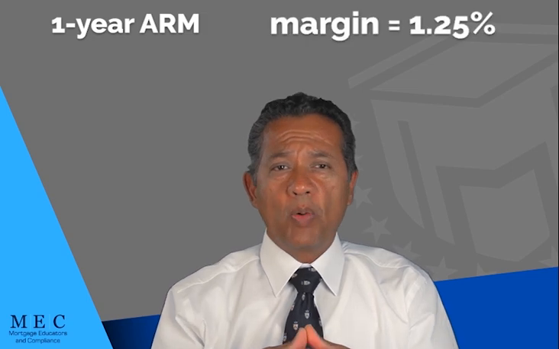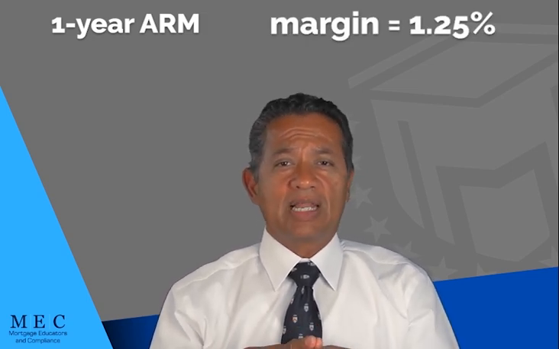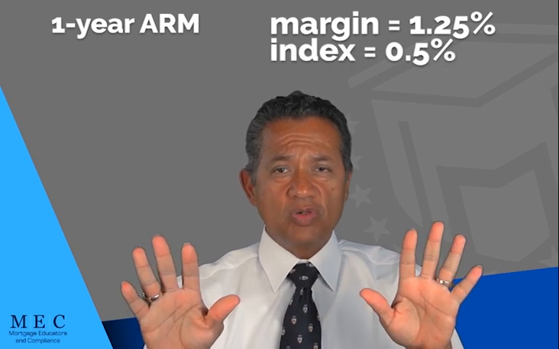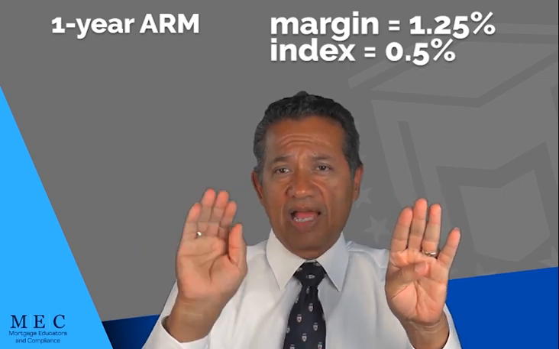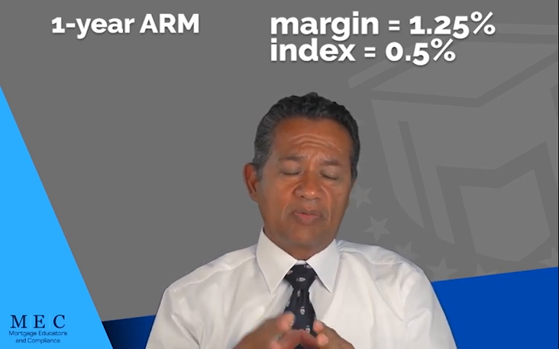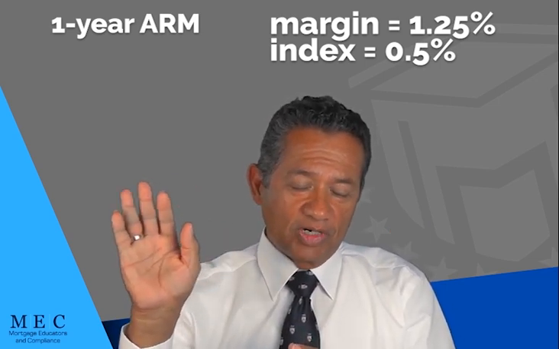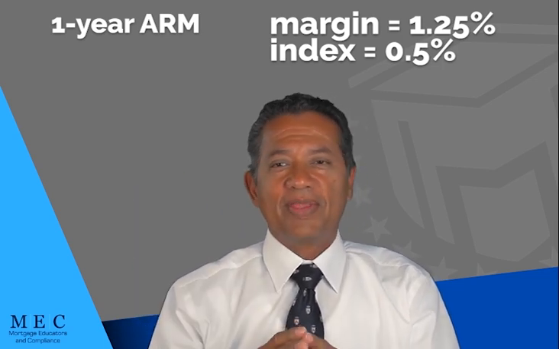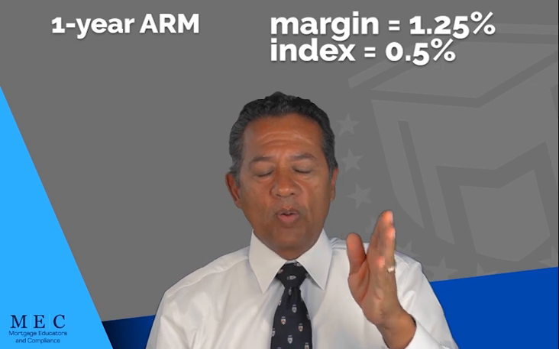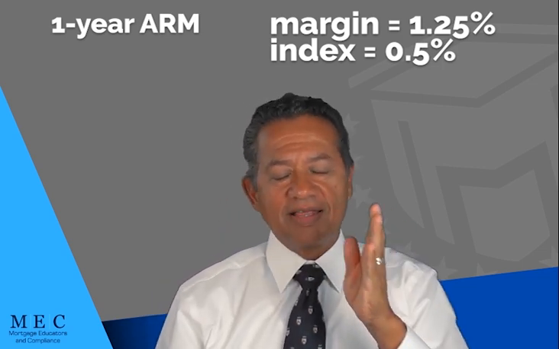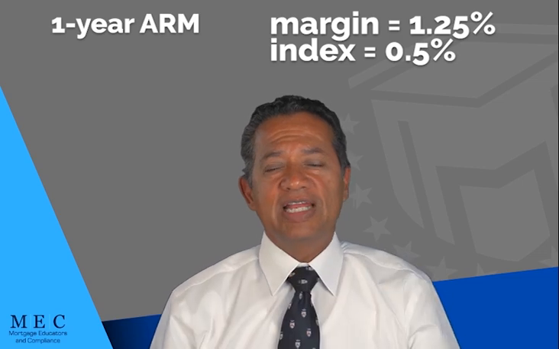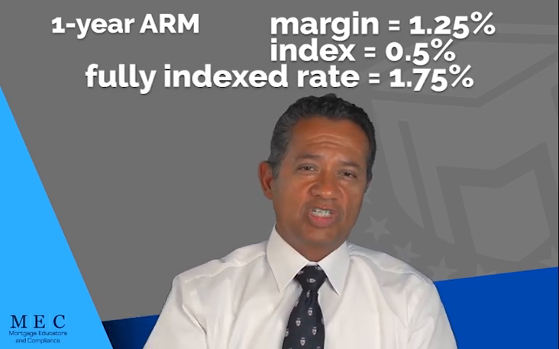Really, really simple. So let's take a 1-year ARM with a margin of 1.25. At the time of the adjustment, let's say the index is at 0.5. So now we have two numbers, 1.25 and 0.5. When I say 0.5, I mean 0.50, not 5.0. If you add the two together, the 1.25 plus the 0.50, the fully indexed rate is 1.75. Just add the two together. It's very simple, very straightforward. On the exam that you're going to take, you'll have some math questions like that.